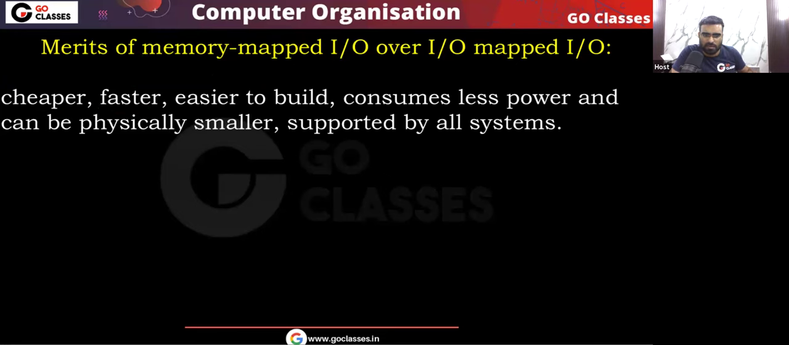What else? This will consume less power, this is physically smaller, and this is supported by all systems. These are the benefits of memory mapped IO. I have told you all the benefits. This memory mapped IO is cheaper because you don't need any extra hardware or facility. Every processor supports it. This is faster, this is easy to build, and this is physically smaller because you don't need any extra hardware. This will consume less power.